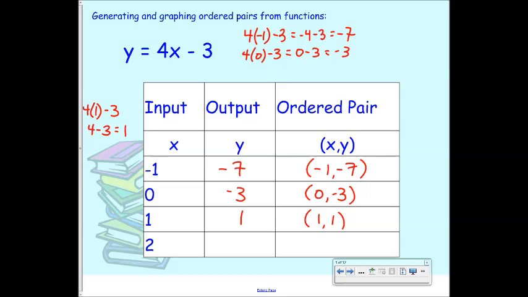And then the last thing I'm going to plug in? What's 4 times 2? 8 minus 3 is? Good. So what's my ordered pair? 2, 5. So that's my ordered pair. So we have negative 1, negative 7, 0, negative 3, 1, 1, and 2, 5.